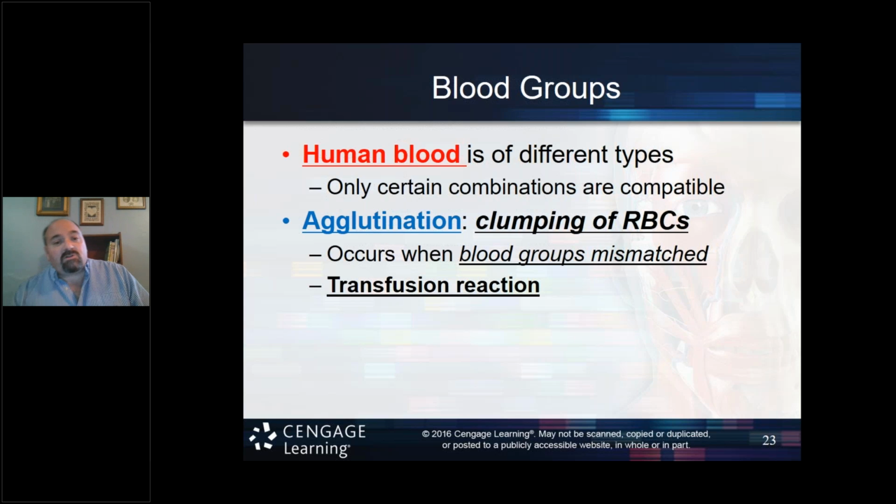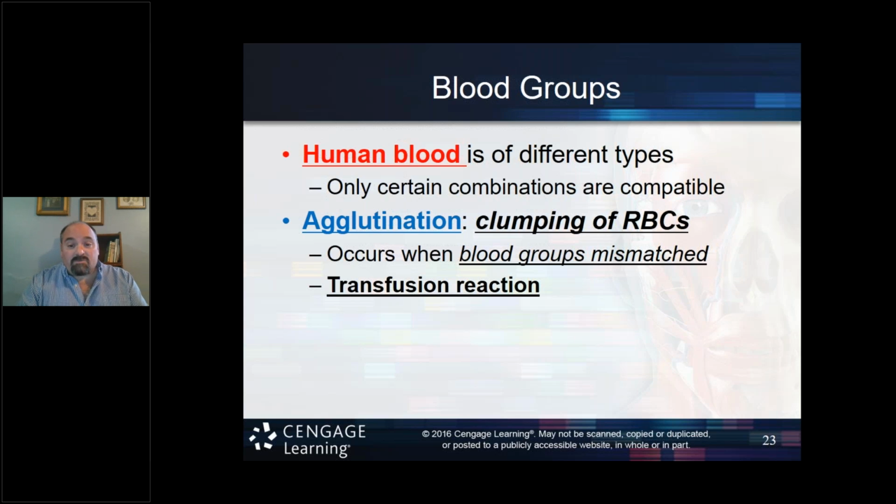Okay? The term agglutination is the term used for the clumping of erythrocytes, red blood cells, together. This occurs as a result of, say, someone who has type A blood and receives type B blood. That wouldn't be a good thing.